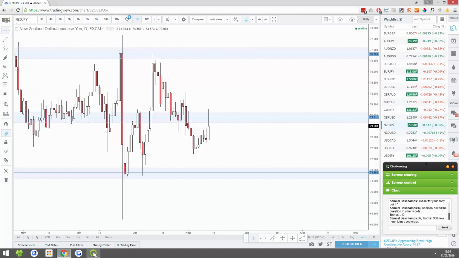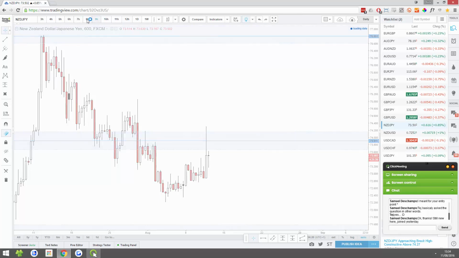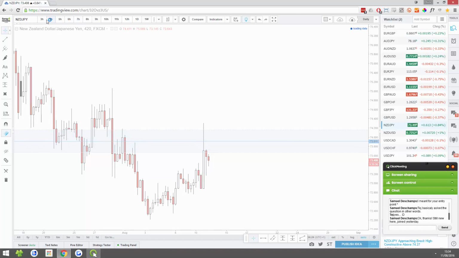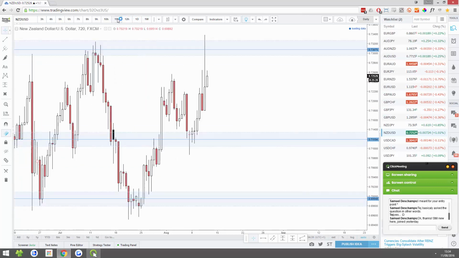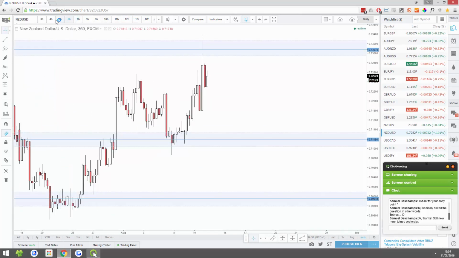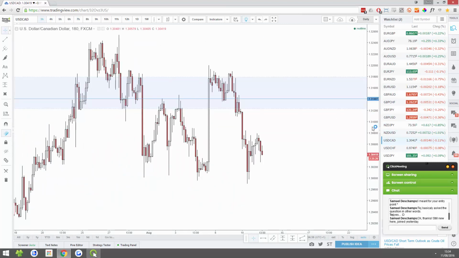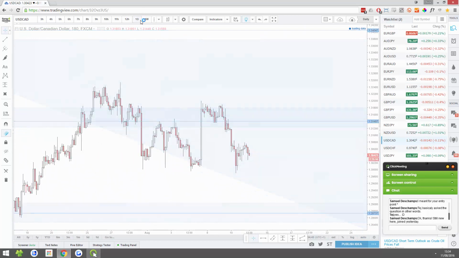New Zealand JPY. Nothing worth trading. New Zealand USD. Nothing worth trading. USD CAD is in between two support resistance areas.